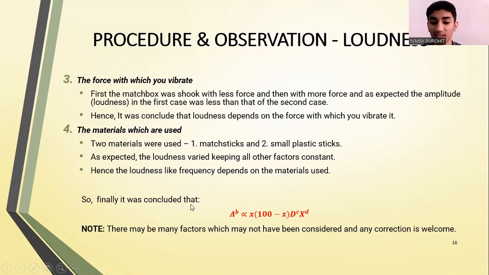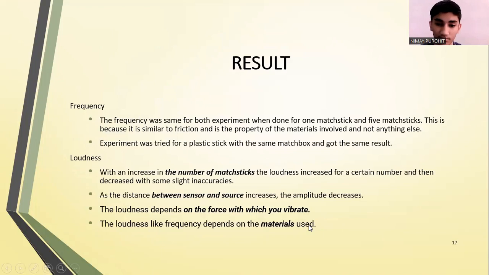So it was finally concluded that A raised to B is proportional to x times (100 minus x) into d raised to the power c into x raised to the power d. Note, there are many other factors which may not have been considered, and any correction is welcome.